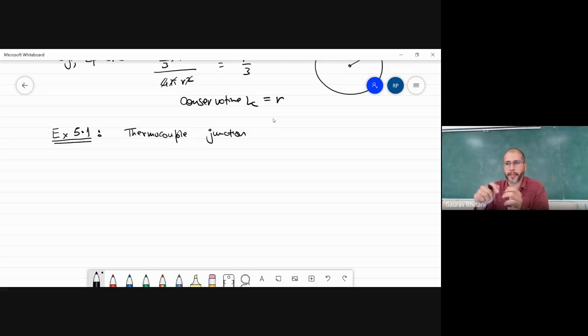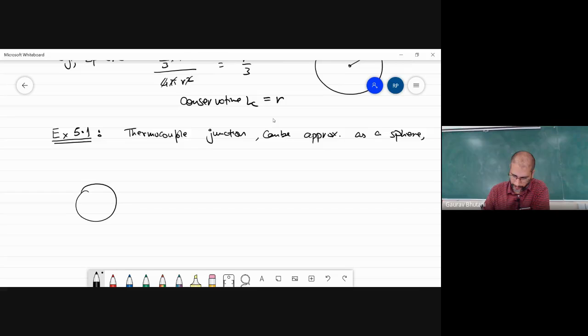What you do is you take two wires, which are of different material, and you create a junction. You stick them and create a bead, and that bead is then touched to the body that you want to measure the temperature for. This junction can be approximated as a sphere, and this is used to measure the temperature in a gas stream. So you have these two wires going in, creating a junction.